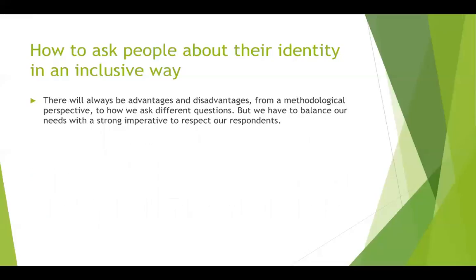I'm going to say that there will always be advantages and disadvantages, from a methodological perspective, but also, of course, from this community building perspective, to asking different questions in different ways. And so we really have to balance these two needs, right? Our needs as an evaluator to get effective and good data with a strong imperative to respect our respondents.